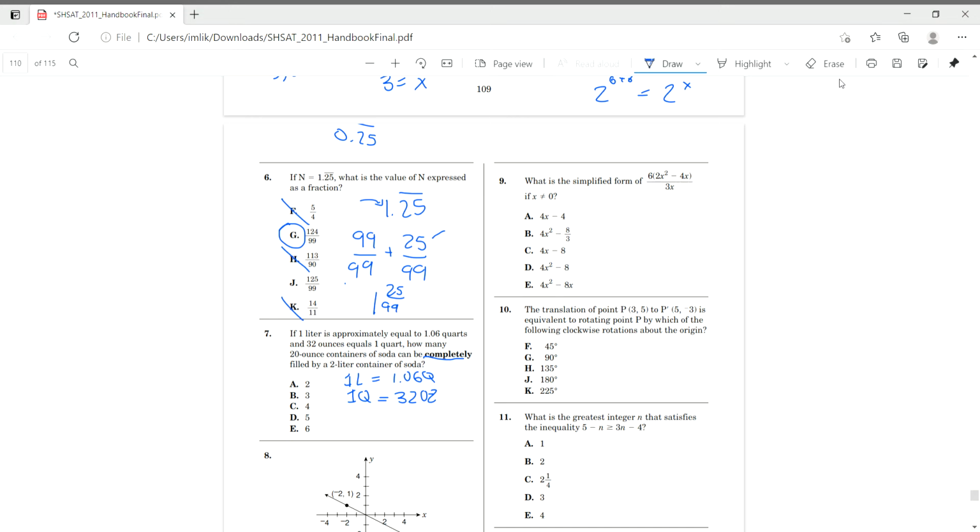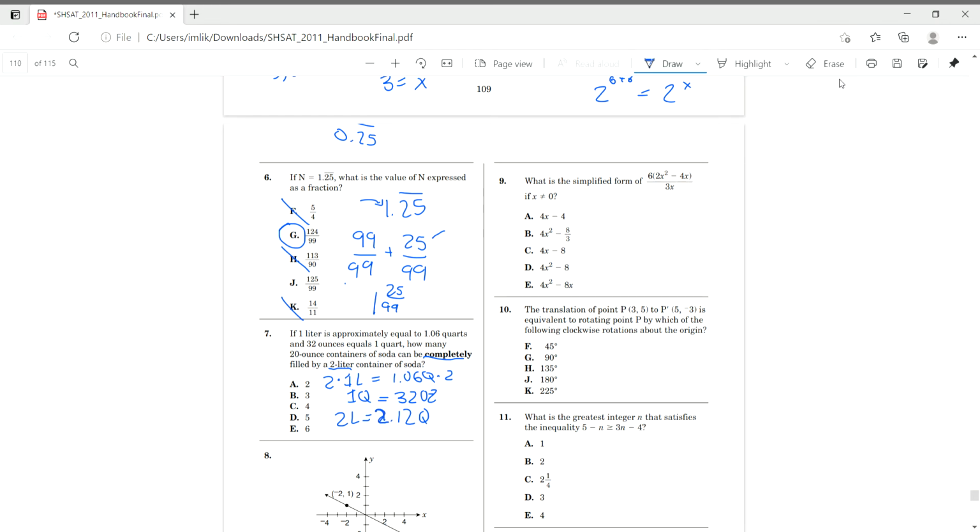Okay, so how many 20-ounce containers of soda can completely be filled by a 2-liter container of soda? If we want to find how many 20-ounce containers can be completely filled, we're going to have to convert 2 liters into ounces and then divide it by 20, because each container is 20 ounces. So I think the most difficult thing here is to actually convert 2 liters into ounces. If 1 liter is equal to 1.06, we can just multiply both sides by 2 to get 2 liters. So we end up getting 2 liters is equal to 1.06 times 2, which is the same thing as 2.12. Sorry, 2.12. My bad. Because we're multiplying both sides.